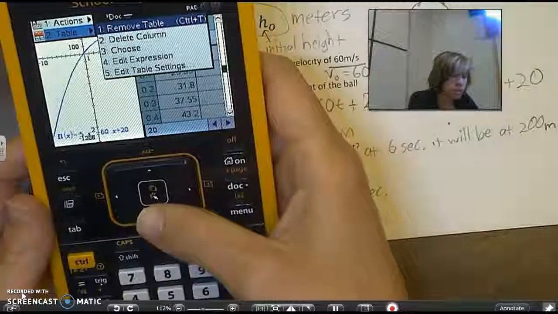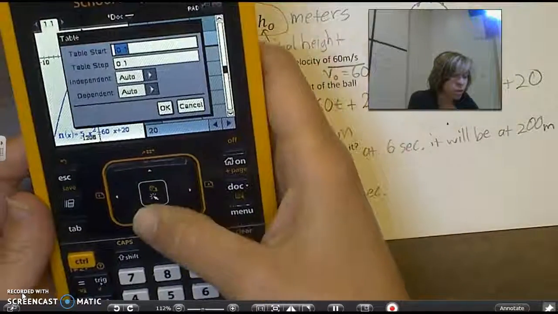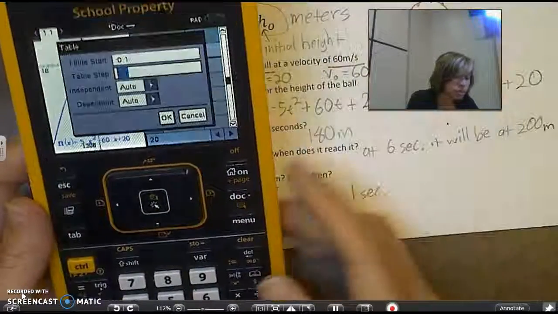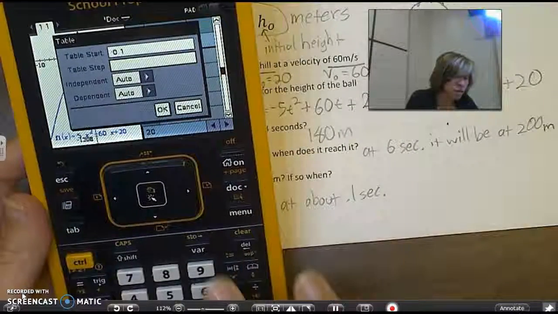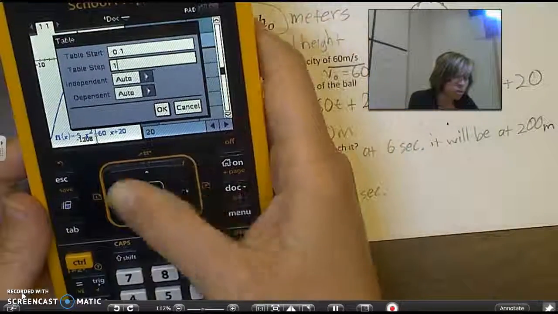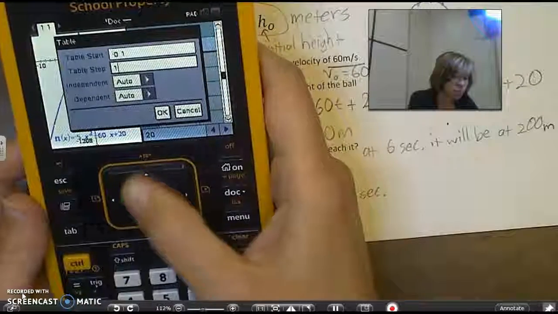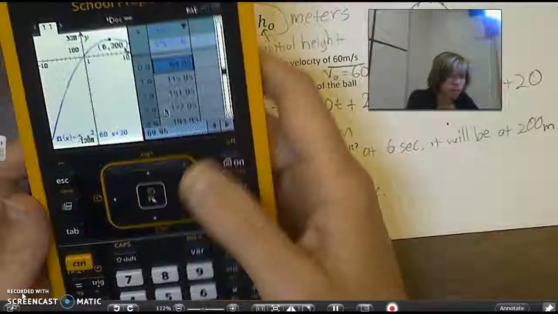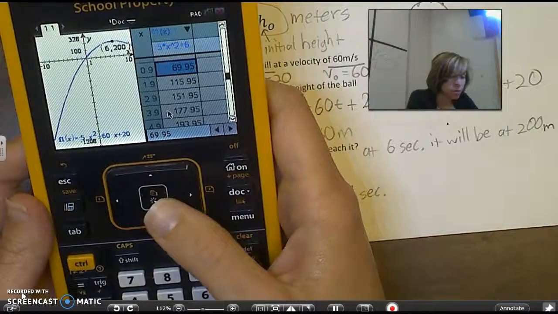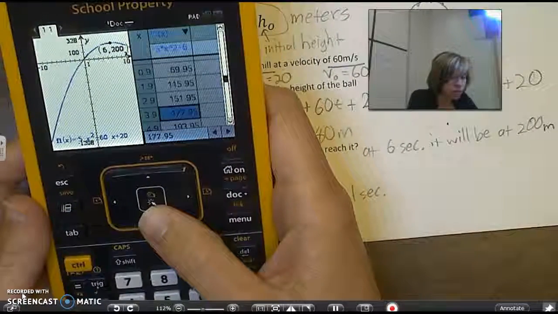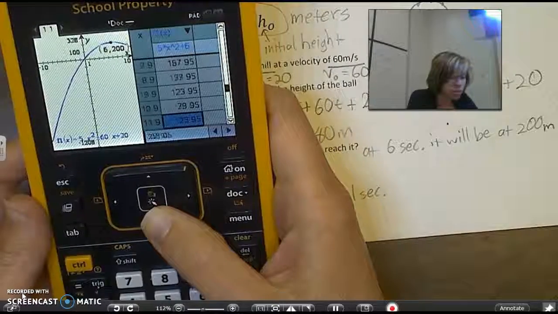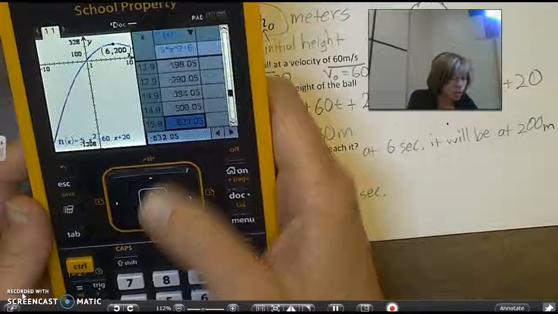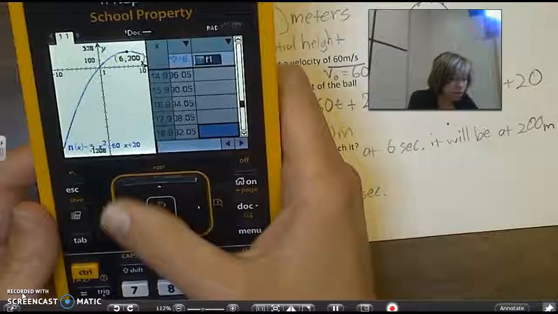I'm going to change my table settings to be 1 again, so that I don't have to do too much work when I'm trying to get to that other part where it's close to the ground after it's been in the air. Okay, so I should have told it to start at 0, but anyhow, I'm trying to get to where, hold on.